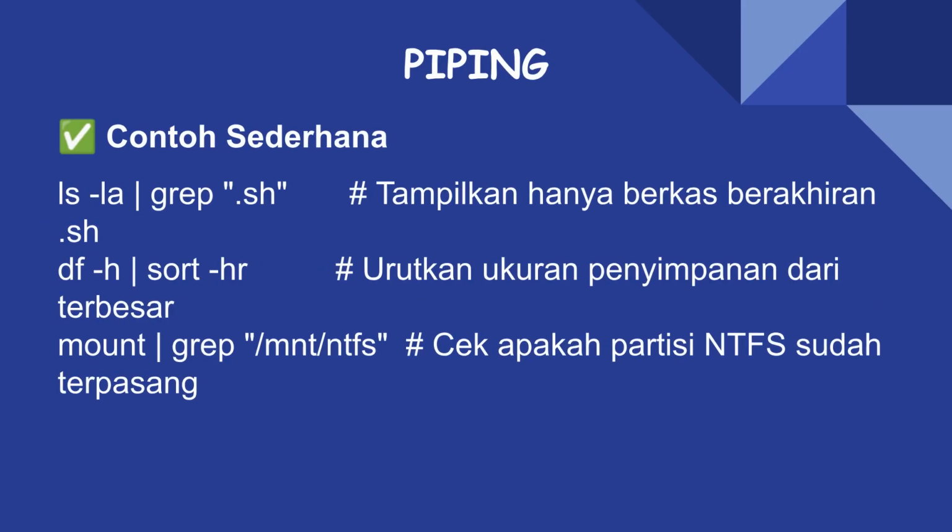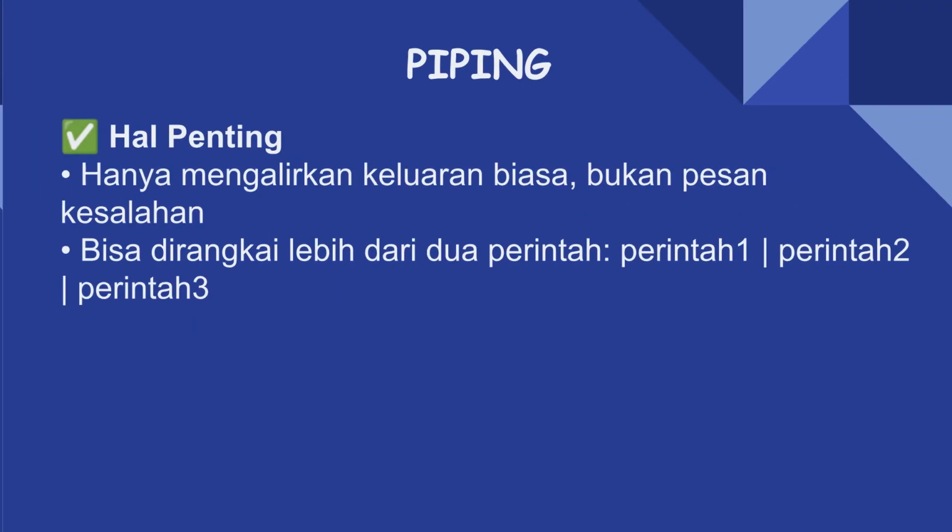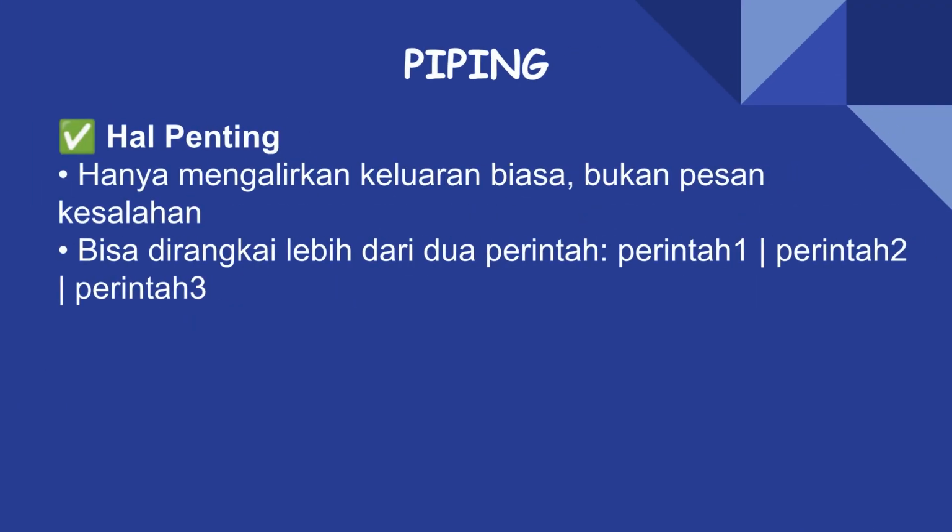Here are some simple examples of piping: using grep to filter files, using sort to organize disk usage, or checking if a specific partition is mounted. This is how you can incorporate piping into a shell script. This example uses grep to check a mount point and returns a status message accordingly. An important note regarding piping is that it only passes standard output, not error messages. Also, you can chain more than two commands together in a single sequence.